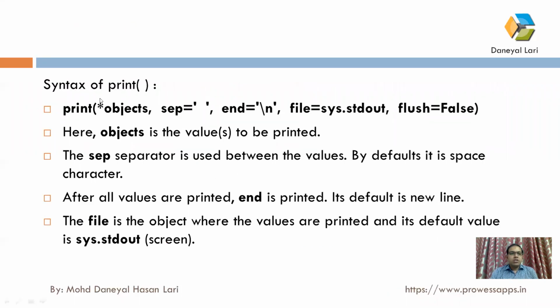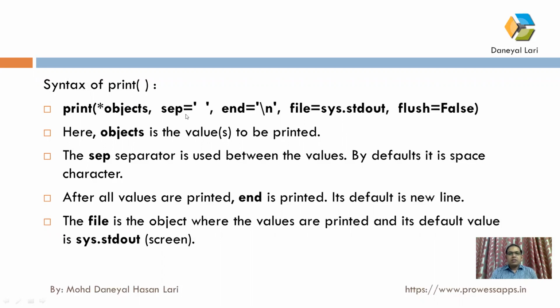This is the signature, the syntax of the print function. Print, and the first argument you will find is the asterisk symbol and objects. As we know that everything is an object in Python, so you can pass any number of objects to print. This asterisk denotes varargs. Varargs means variable number of arguments. So you can pass any number of arguments to print something.